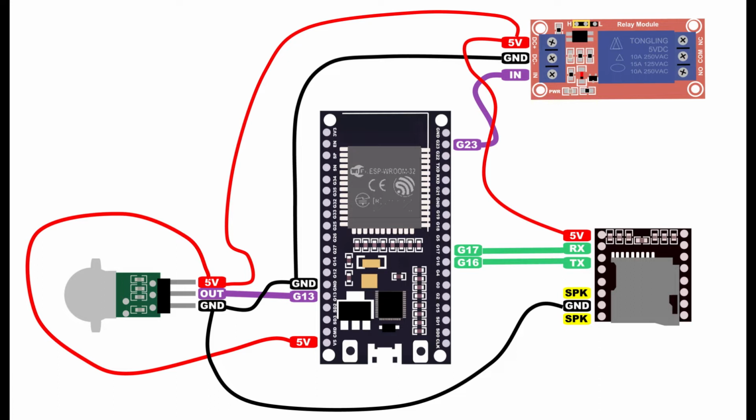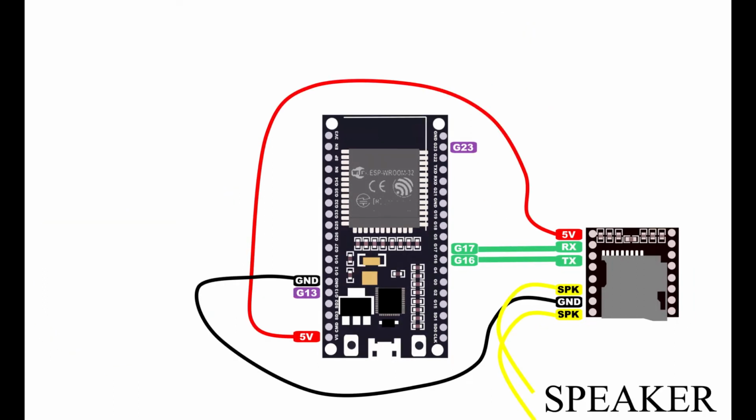This is the version of the ESP32 I used. Compare the pin out of yours before attempting to connect it to the circuit. The DF player is wired to the ESP32 as shown in this diagram. We connect the serial port of the DF player to the ESP32's serial port 2 for communications.